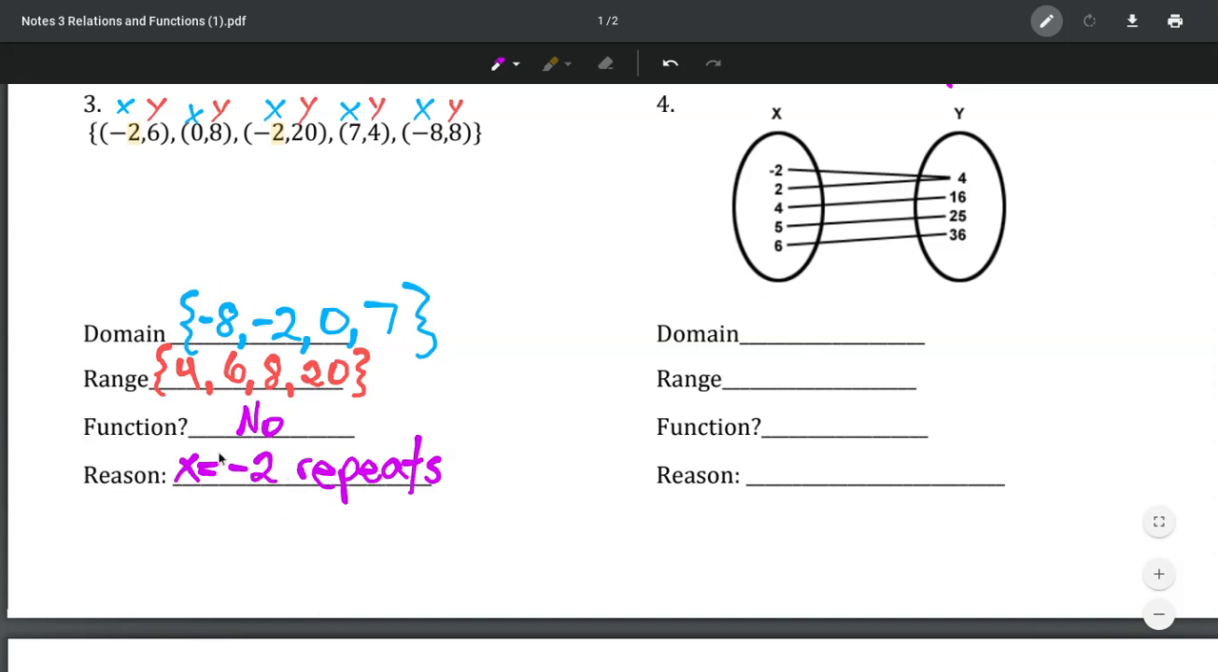It is best to say what x value repeats. That way you're showing that you did identify the problem. Don't just say x repeats. Talk about which one of them did it.